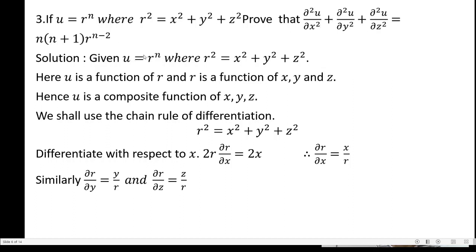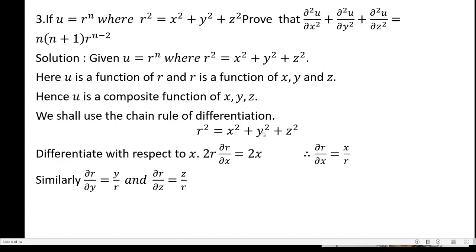So consider they have given u is r to the power of n and r square is equal to x square plus y square plus z square. u is a function of r, and r is a function of x, y, z. That's 3 variables, so u is a composite function of x, y, z. It's a function of 3 variables. Here we use the chain rule to differentiate. Differentiate with respect to x: we have r square, differentiation 2r del r by del x, and that is equal to 2x. There is no other x term.